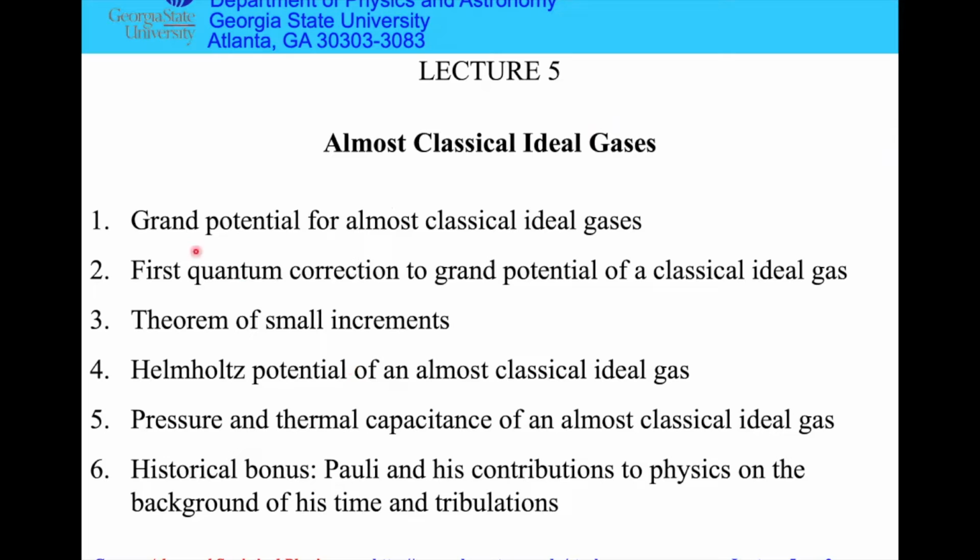I will start with the grand potential for almost classical ideal gases. Then I consider the first quantum correction to the grand potential of a classical ideal gas. I will introduce and prove the theorem of small increments. From this theorem I will obtain the thermodynamic potential for an almost classical ideal gas and will calculate pressure and thermal capacitance of an almost classical ideal gas. I will finish this lecture with a historical bonus.